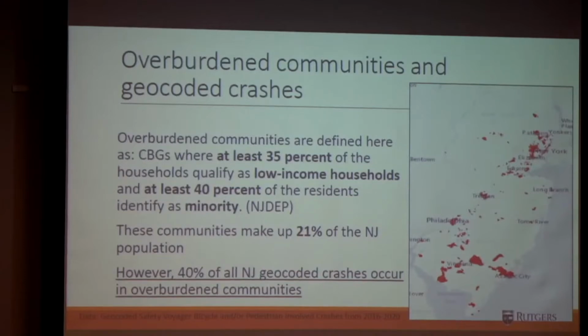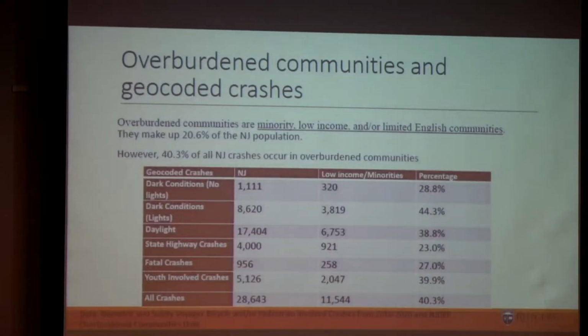So I used the overburdened communities database from the Department of Environmental Protection. I am using the overburdened communities that are at least 35% low income, and at least 40% of the residents identify as minority. And these communities make up 21% of the New Jersey population. And this is important for the next slide, because while they account for 21% of the population, 40% of crashes occur in those communities. So they're twice as likely to experience a crash.